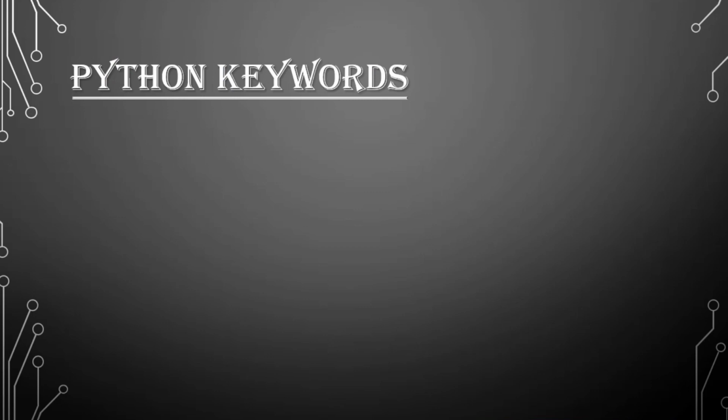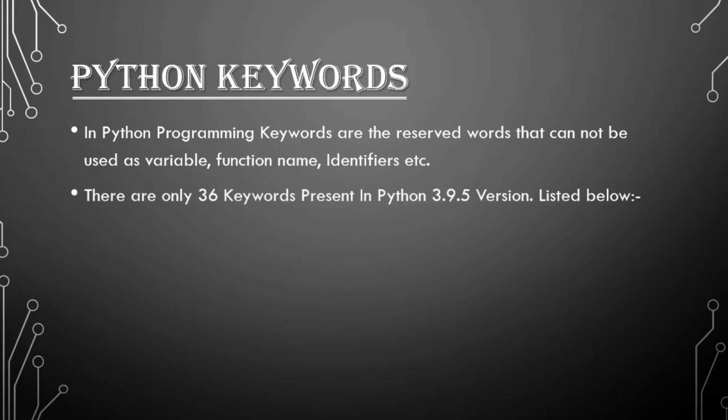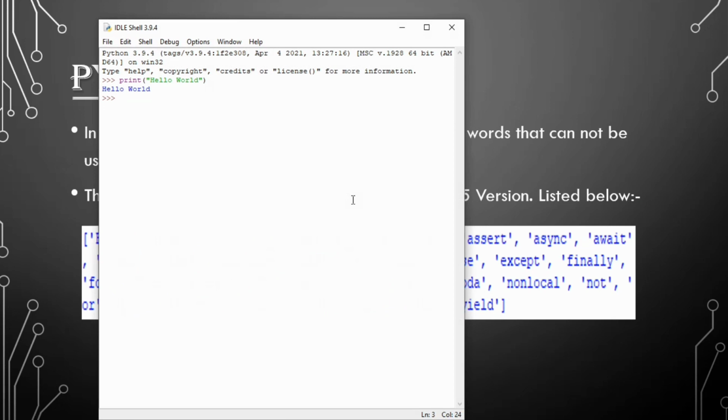Now the next one is Python keywords. In Python programming, keywords are the reserved words that cannot be used as variable, function name, identifier, etc. There are only 36 keywords present in Python 3.9.5 version. These are listed below.